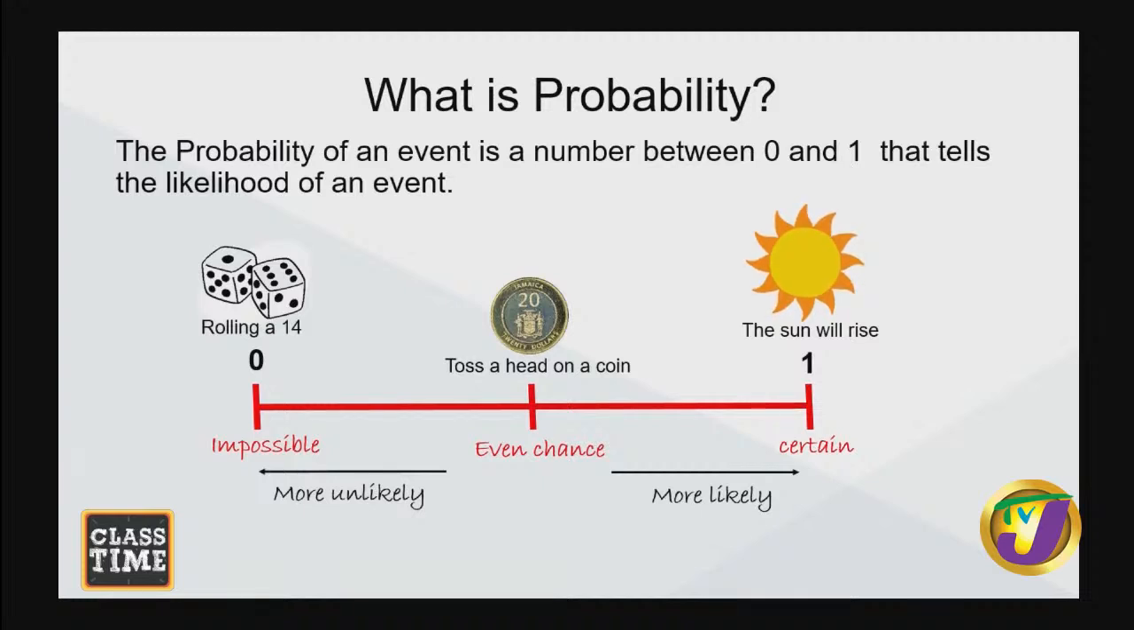And if we toss a coin, there is an even chance. It's a probability of 50%, a half, because the coin will land on either a head or a tail.